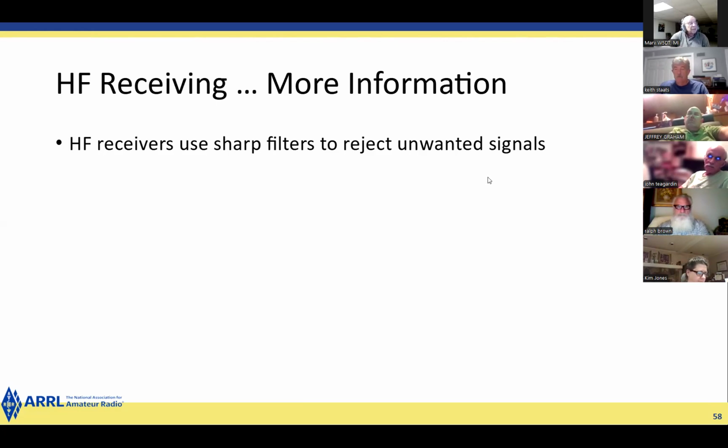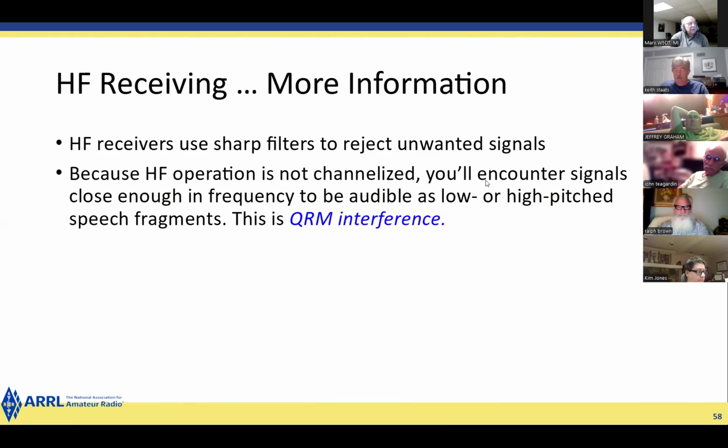Well, going on with this, HF receivers use sharp filters to reject unwanted signals. Because HF operation is not channelized, you're going to encounter signals close enough in frequency to be audible as low or high pitched speech fragments. And this is QRM interference. So again, you have to be able to filter this out.